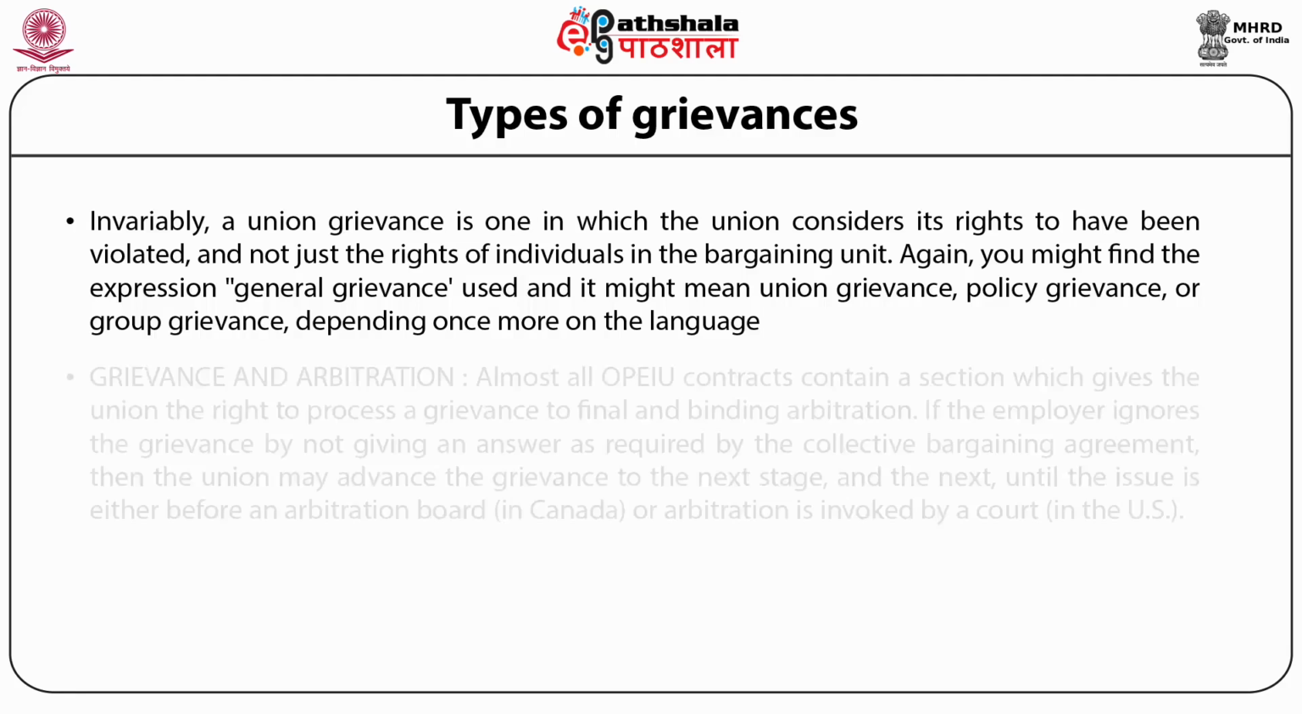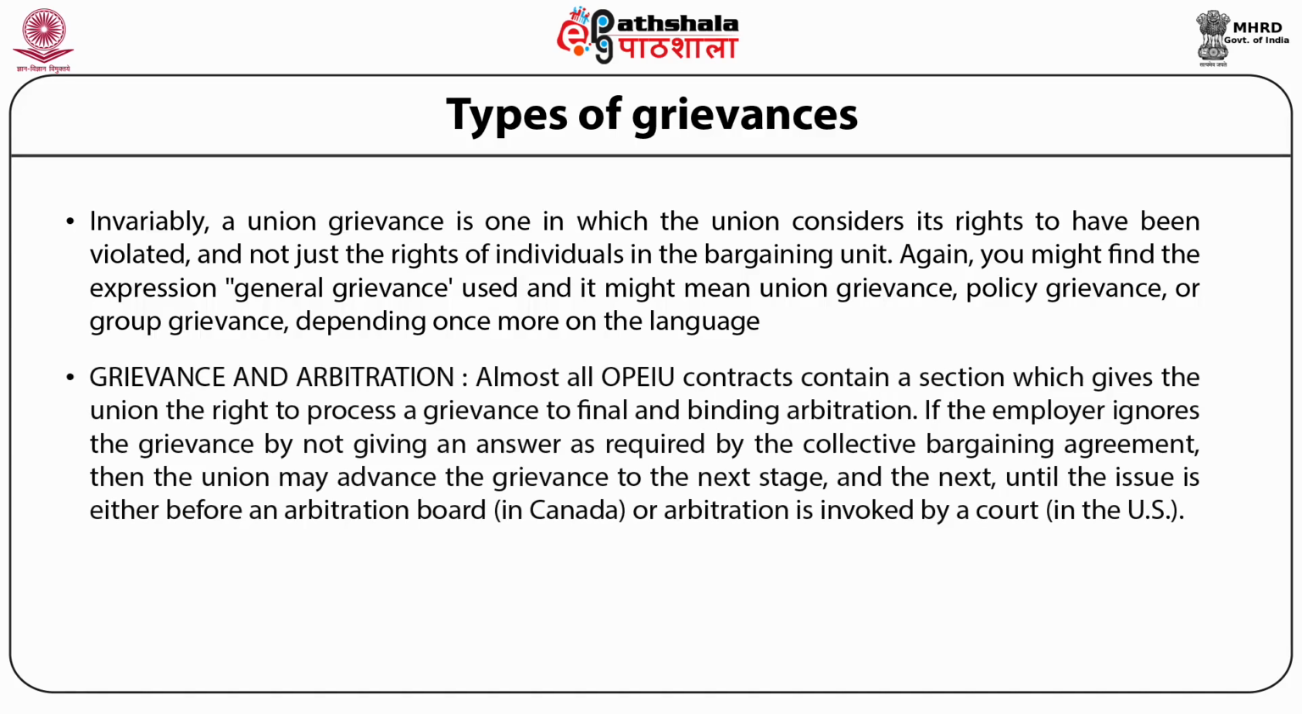Now comes grievance and arbitration. Almost all OPIU contracts contain a section which gives the union the right to process a grievance to final and binding arbitration. If the employer ignores the grievance by not giving an answer as required by the collective bargaining agreement, then the union may advance the grievance to the next stage and the next until the issue is either before an arbitration court like in Canada, or arbitration is invoked by a court in the US.